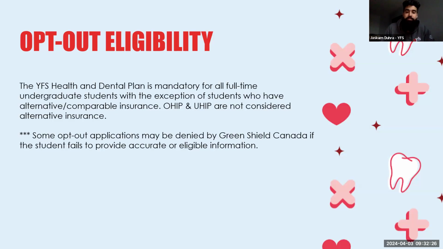OHIP and UHIP are not considered alternative coverage because they have unique coverages that are different from the YFS Health and Dental Plan, which I'll talk about later on. When filling out the opt-out application, you have to be really cognizant of how you're filling it out because you only have one opportunity to fill it out. You may not be able to verify alternative coverage sometimes, so Green Shield will sometimes send an additional email with additional steps. But as long as you fill it out prior to the deadline, everything should be good to go.